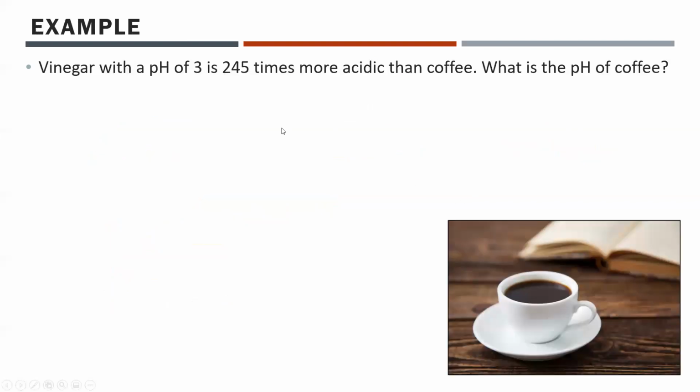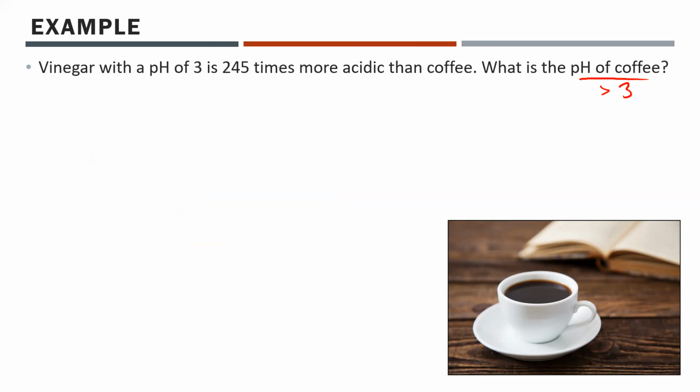Next example here. Vinegar with a pH of 3 is 245 times more acidic than coffee. What is the pH of coffee? Okay, so since vinegar is more acidic, and pH is kind of backwards, where a lower pH is a more acidic pH, we know that the pH of coffee is going to be some number bigger than 3, right? So in other words, it's going to be something greater than 3. Just keep that in the back of your mind.